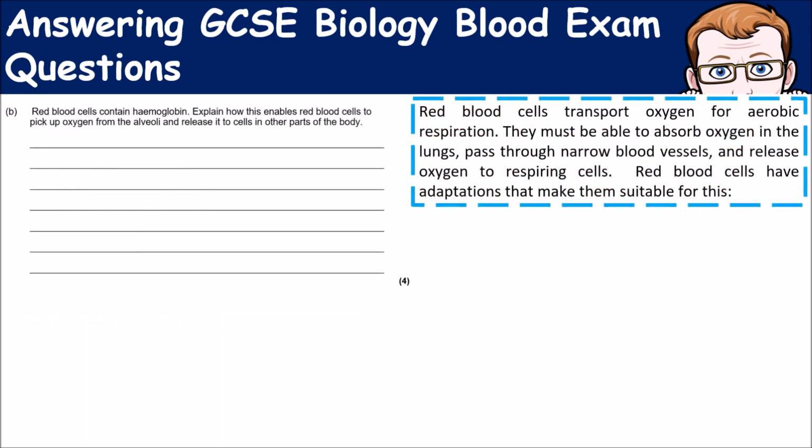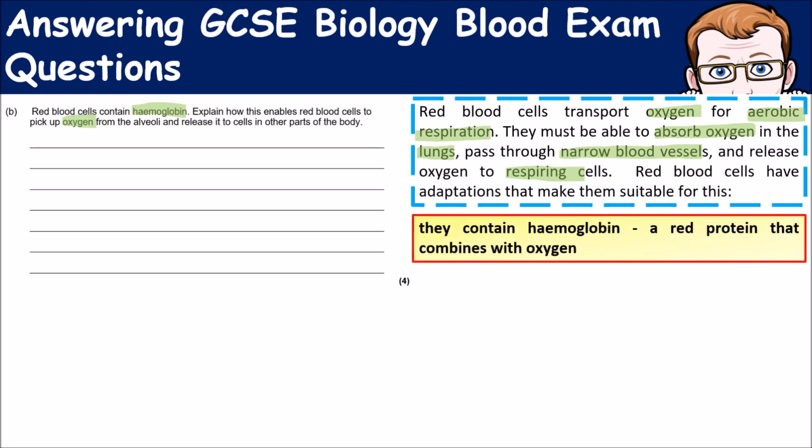The second part talks about red blood cells containing hemoglobin being the primary thing. Explain how this enables red blood cells to pick up oxygen from the alveoli and release it into other body cells. Just to remind you, red blood cells transport oxygen for aerobic respiration. Remember, aerobic respiration is respiration with oxygen. So they must be able to absorb oxygen in the lungs, pass through narrow blood vessels, and then release the oxygen to respiring cells.